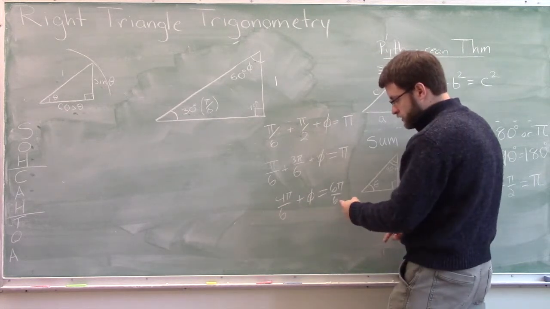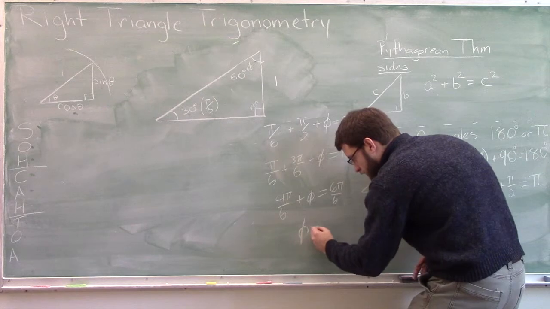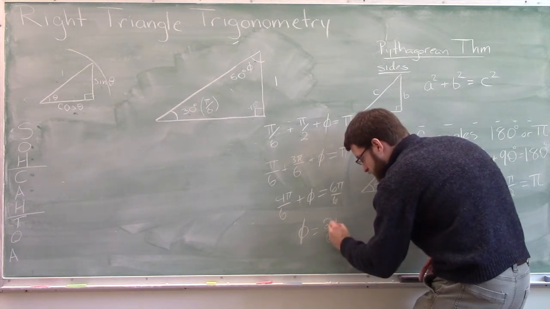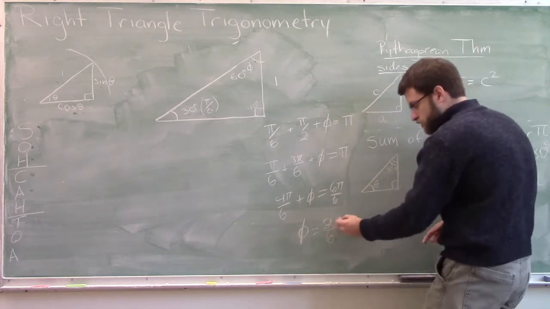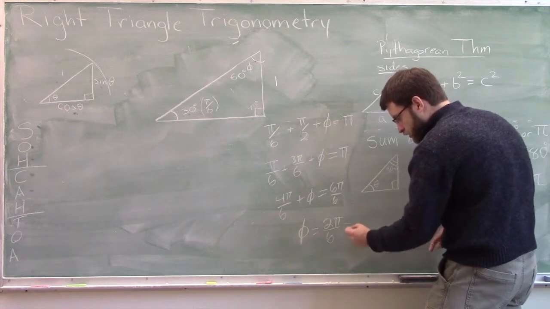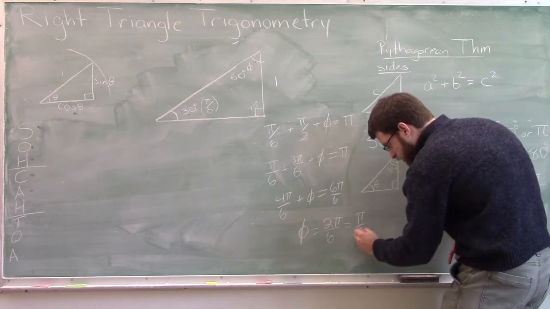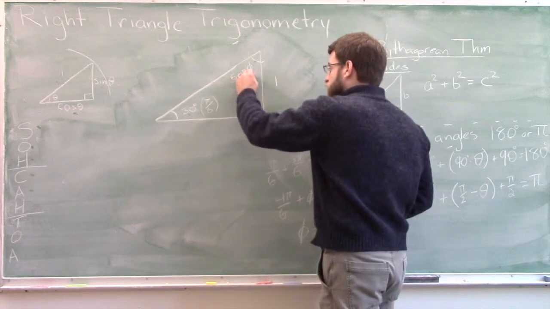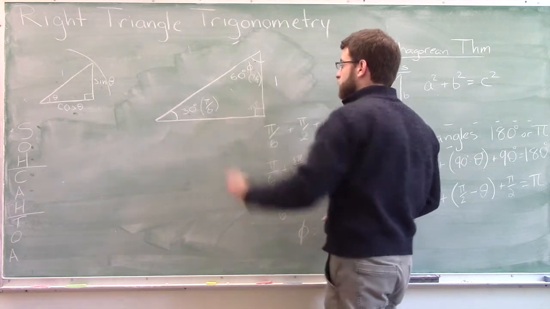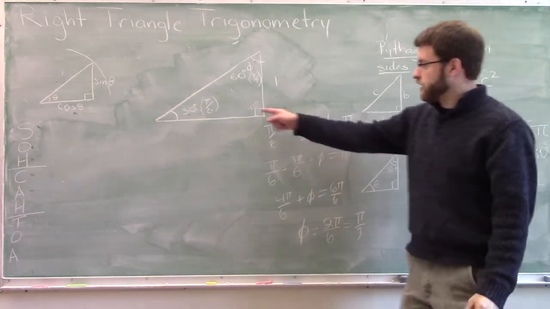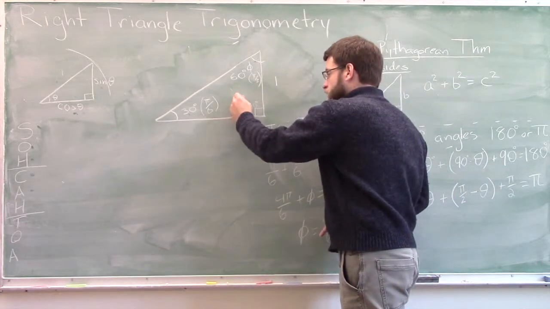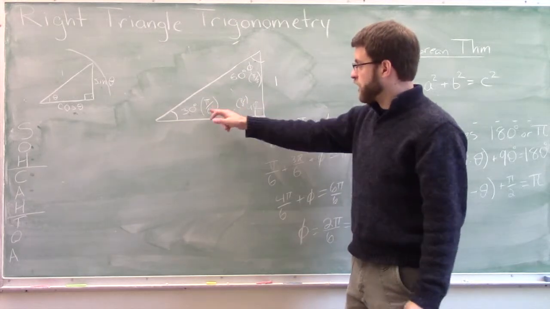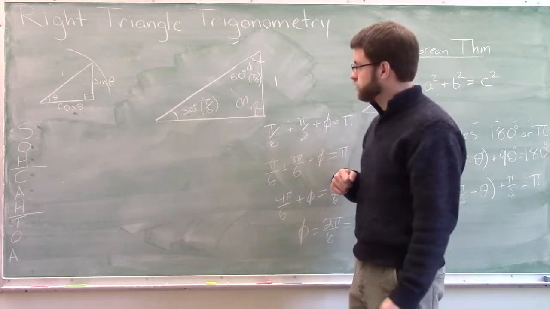And subtract the 4/6 pi from both sides, and phi looks like 2/6 pi, which we can reduce a little bit. We have a common factor of 2 in the numerator and denominator, so I can write that as pi over 3 radians. Okay, so we have pi over 6, then pi over 3 radians, and the 90-degree angle is pi over 2 radians. So it's a 30, 60, 90 triangle, or a pi over 6, pi over 3, pi over 2 triangle.